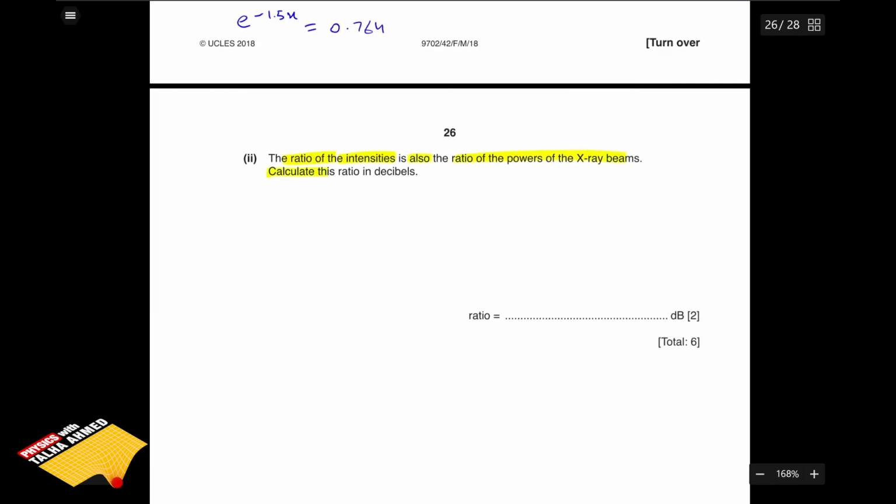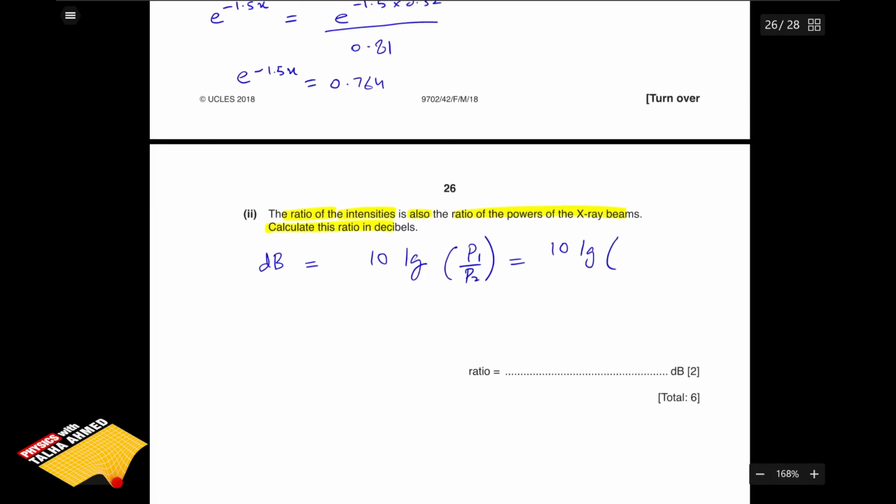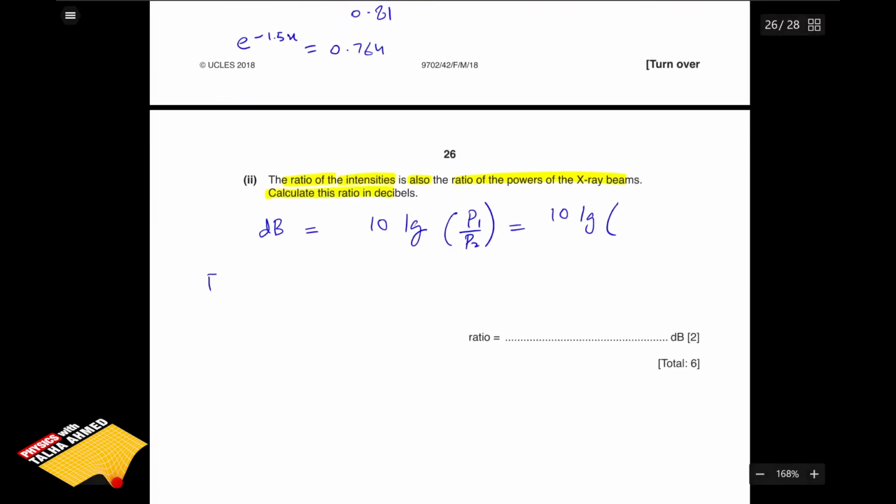Ratio of intensity is also the ratio of powers. You should know that because intensity is just power per unit area, and they're saying calculate the ratio in decibels. So decibels is basically just a unit for calculating the ratio of powers, and that is calculated by the formula 10 log base 10 of the two powers, P1 over P2. We already know the ratio, so we don't need to insert the actual values of power into the equation because their ratio is already known to us, which is 0.81.